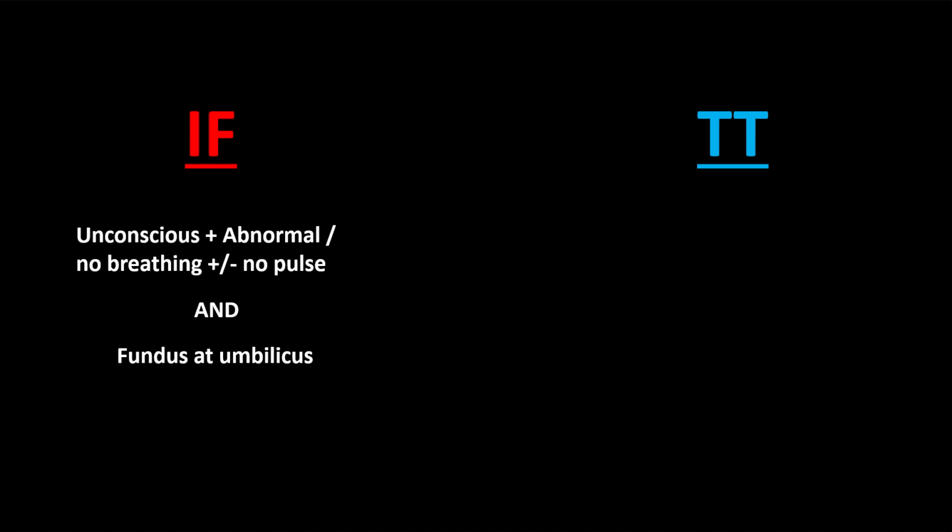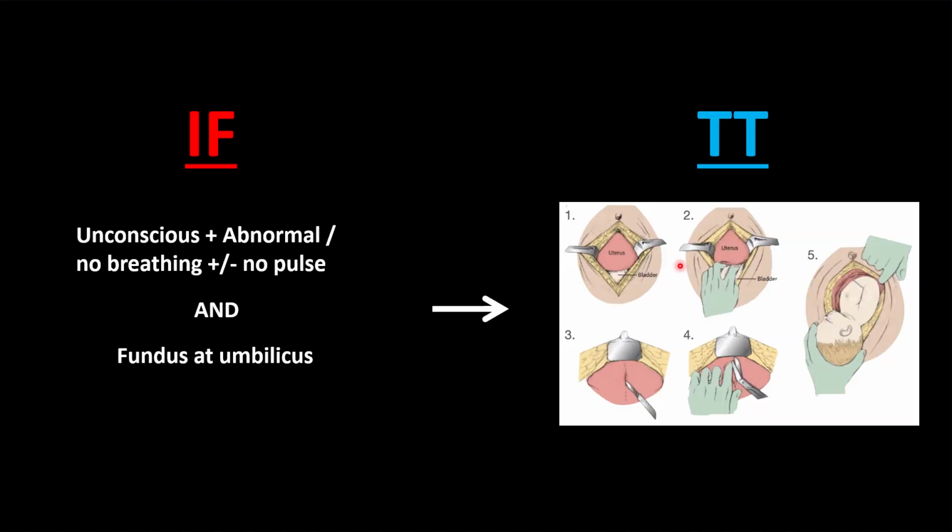If you suddenly have a patient who's unconscious plus abnormal or no breathing and no pulses, and there's a fundus at the umbilicus, then what you will do is, well, this is a cardiac arrest. You will start compressions, and if there's a fundus at the umbilicus, meaning the uterus is at the umbilicus, then you will have to very quickly think about doing a resuscitative hysterectomy or perimortem section, right? Depends on the literature you read, but yeah, as fast as possible.